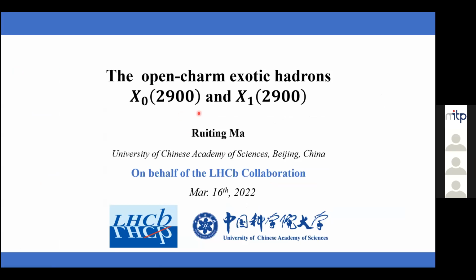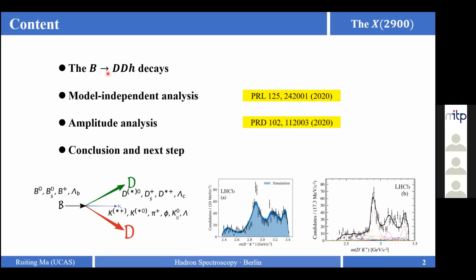Hello everyone. Today I will give the report about the open charm exotic hadrons, the X(2900) and X(2900), on behalf of the RCP collaboration. First, I will give a brief review of the B→DDh decays and then introduce the model independent analysis and also the amplitude analysis on the B+ → D+ D− K+ decay channel. And finally, I will give a conclusion and the next step of the B→DDh analysis in the RCP collaboration.